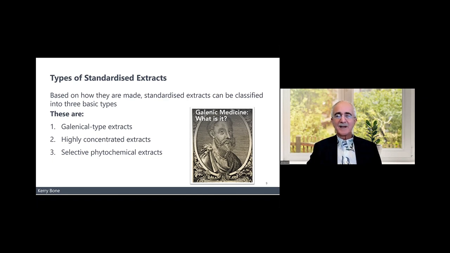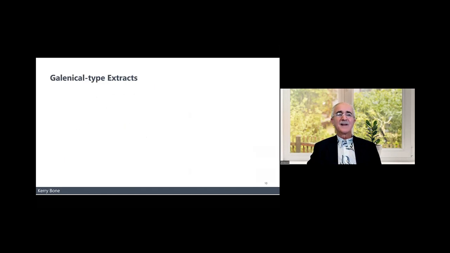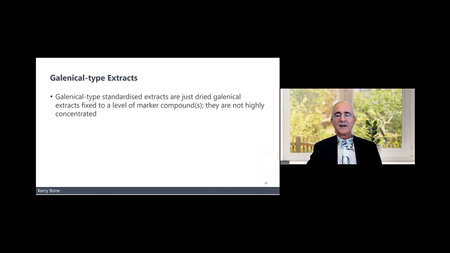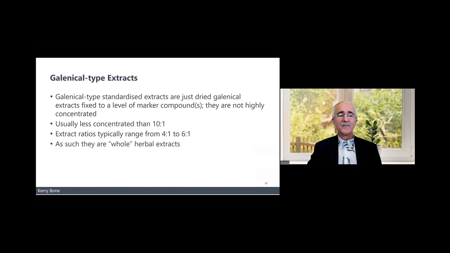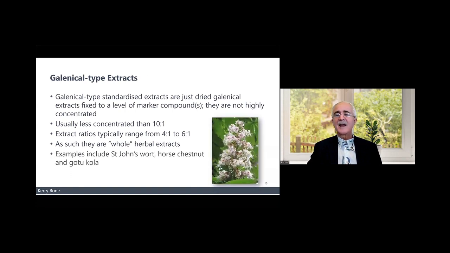So a bit more detail then about these three types of standardized extracts. The galenical types, as I said, are just dried galenical extracts fixed to a level of marker compounds, and they're not selectively concentrated and therefore usually have concentration or extraction ratios less than 10 to 1, typically in the range of 4 to 6 to 1. And as such, they are definitely, without doubt, whole herbal extracts. And they dominate. There are many examples: St. John's wort, horse chestnut, gotu kola, many, many others are that type.